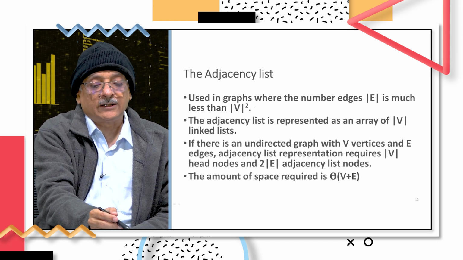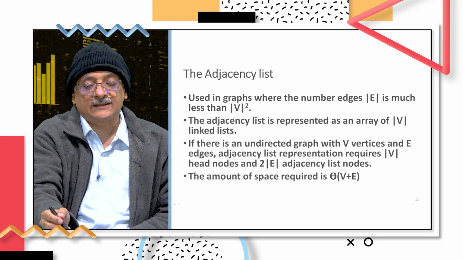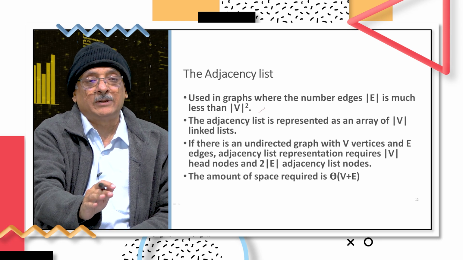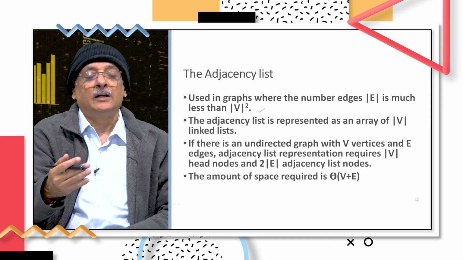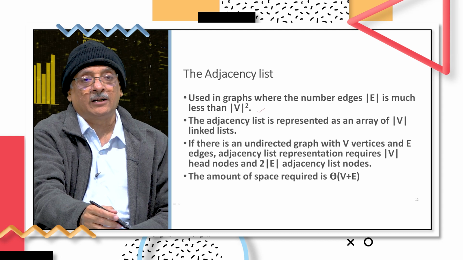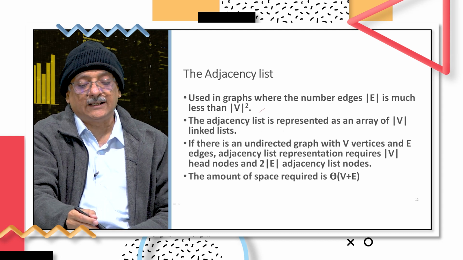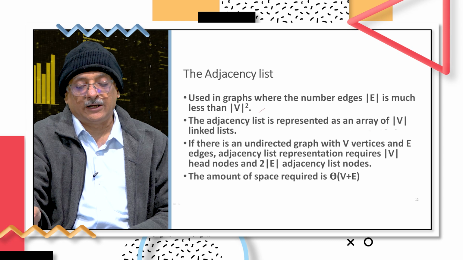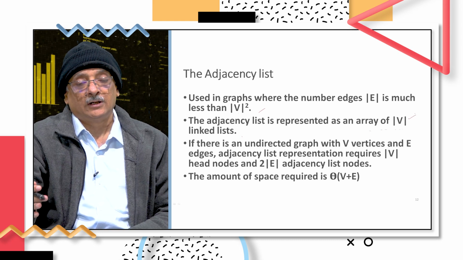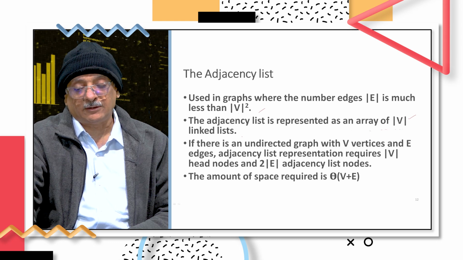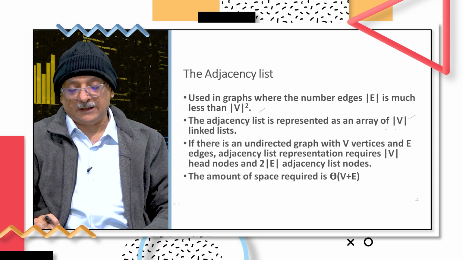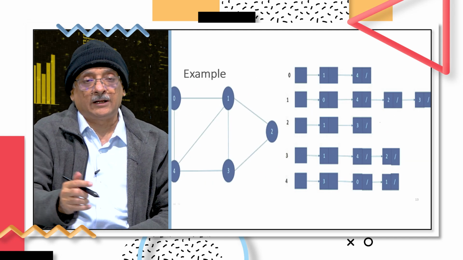They are used in graphs where the number of edges is much less than the square of the number of vertices, that is, the total number of possible edges in that graph. So, the adjacency list is represented as an array of V linked lists. Now, this is going to be slightly more difficult to understand, but try to think in a very simple way: we will have V number of linked lists.